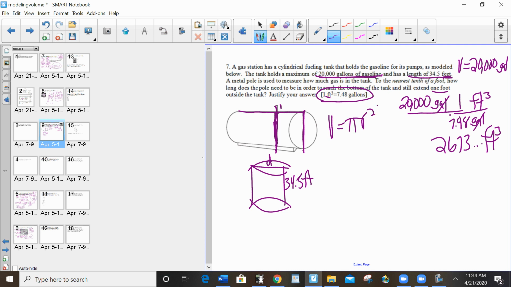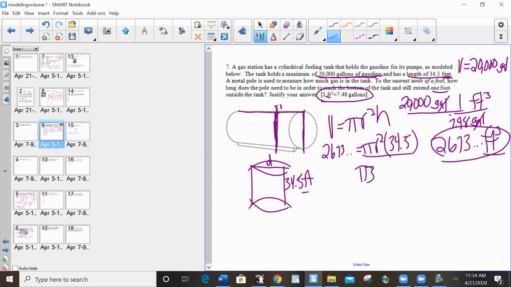Volume of a cylinder is pi r squared h. Since this is the volume, I'm replacing V with that. My radius, I don't know. My height is 34.5. My units are all good at this point. I have cubic feet, I have feet. Now I have to do algebra.